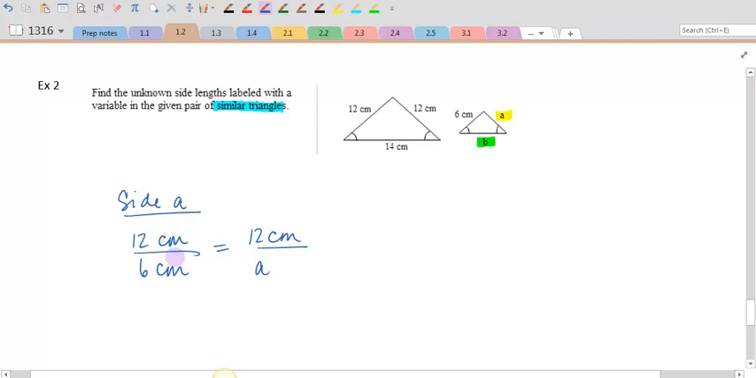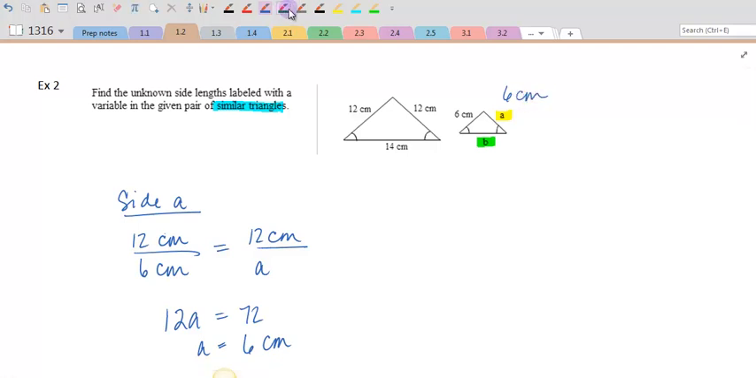So I just started with one side that was a big to little that I knew I had known amounts for, and I filled in the corresponding sides for the big triangle and the little triangle. Now we're going to cross multiply and I get 12A is equal to 6 times 12, which is 72. Divide both sides by 12 and I find out that side A is equal to 6 centimeters. So I have 6 centimeters over here. Let's do that again, only now let's talk about side B.